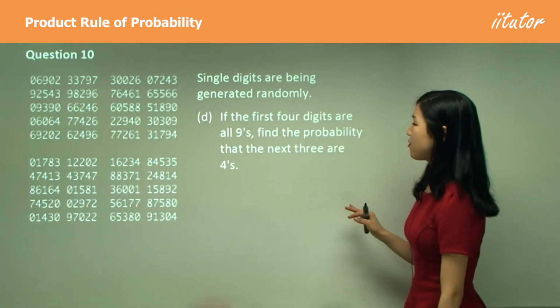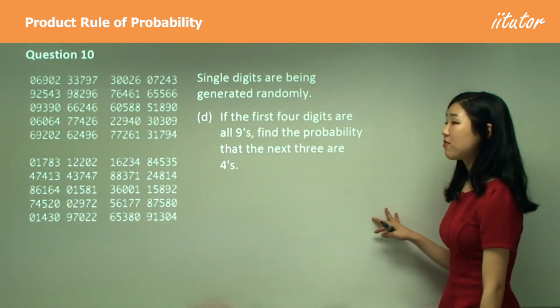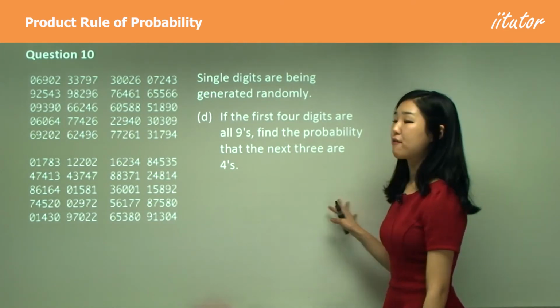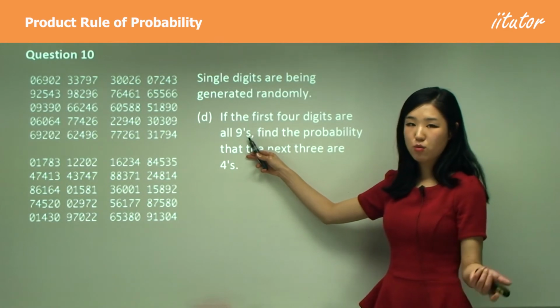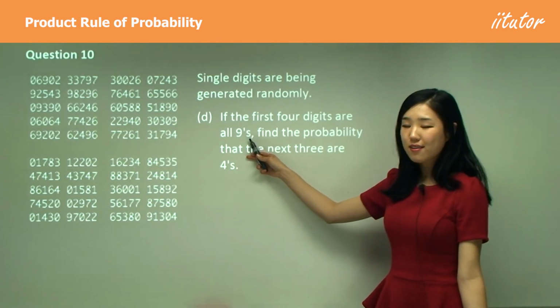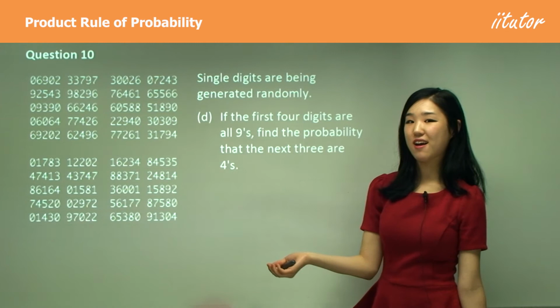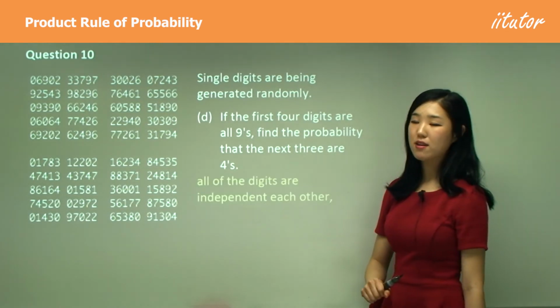D, if the first 4 digits are all 9s, find the probability that the next 3 are 4s. Does it matter if the first 4 digits were 9 or 0 or 2 or 5? It doesn't matter. They're just putting that in to trick you guys. So don't get tricked. All independent of each other.